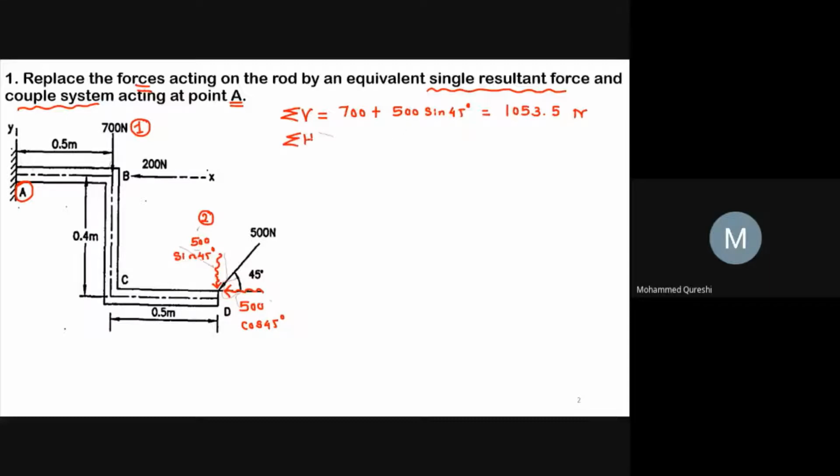Now let us go for the horizontal forces. So sigma H, summation of all the horizontal forces, will be equals to your first horizontal force is 200 Newton. So here 200 plus your second horizontal force is 500 cos 45. So plus 500 cos 45 degree, which will be equals to 553.5 Newton.